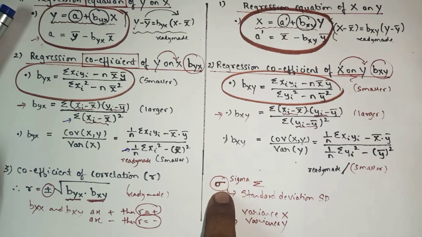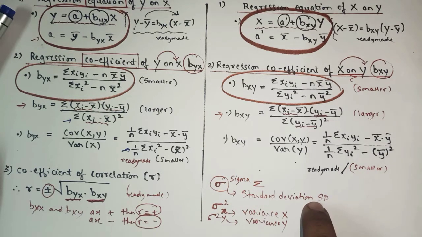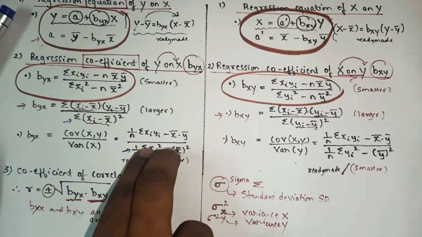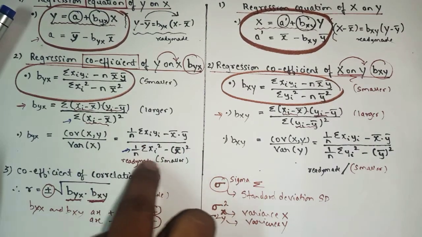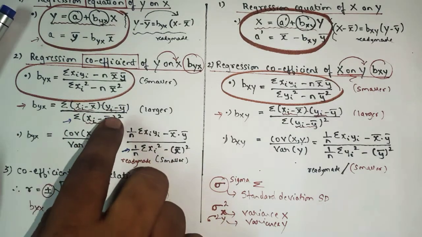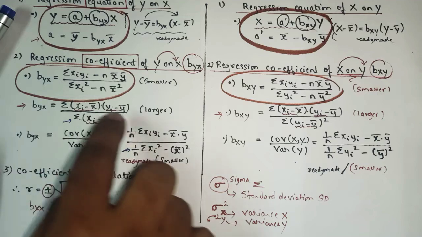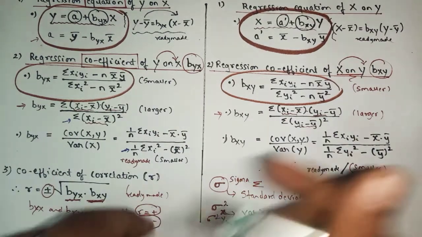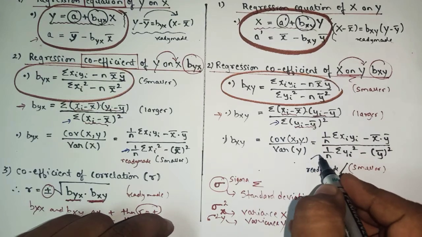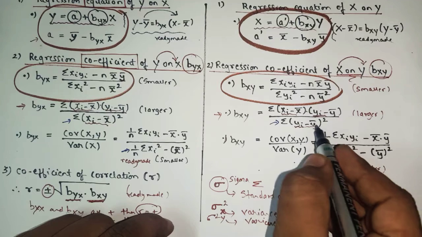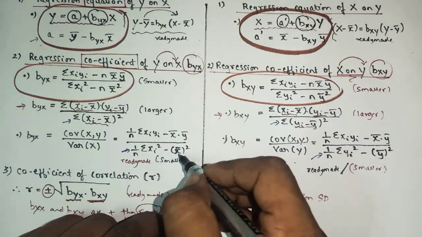This stands for sigma actually, but here in this chapter we'll say it is known as standard deviation. This denominator part is the standard deviation for x mean. This other denominator part is known as standard deviation, but for y mean, because here it is y mean and here it is x mean.